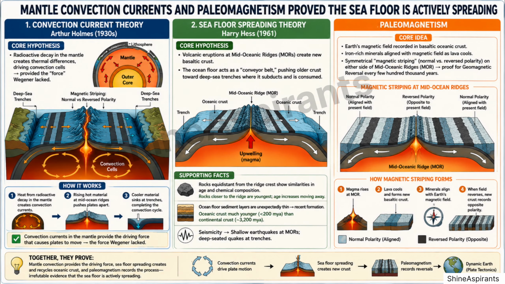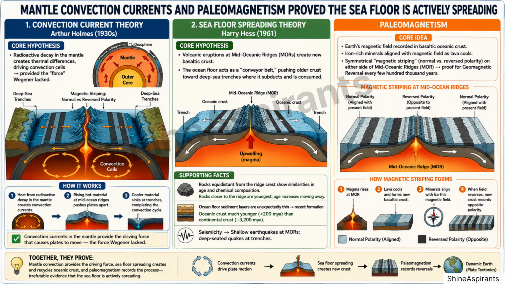B. Convection current theory and paleomagnetism. Proponent Arthur Holmes, 1930s. Core hypothesis. Radioactive decay in the mantle creates thermal differences, which drive convection cells in the mantle. These convection currents provided the missing force that Wegener could not explain. Hot material rises, spreads sideways, drags the crust with it, then sinks, creating a conveyor belt effect. C. Seafloor spreading theory. Proponent Harry Hess, 1961.